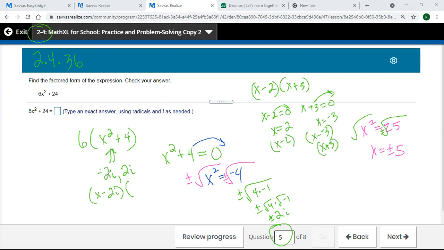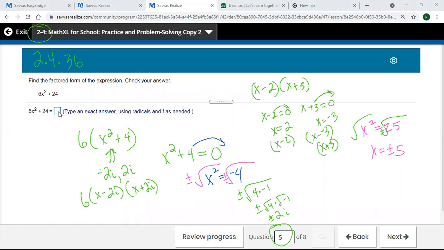The negative 2i would be x minus 2i, or I mean the positive 2i would be x minus 2i, and then this one would be x plus 2i, x minus a negative 2i, and you'd still have the 6 out in front. So that's the process that I would go through to get this problem written back in factored form.